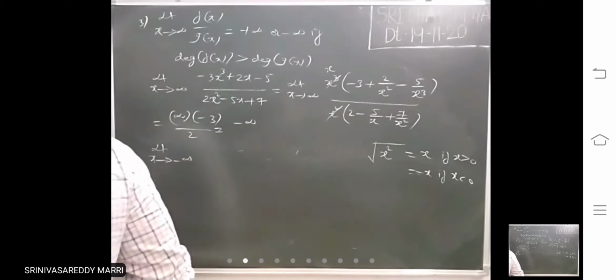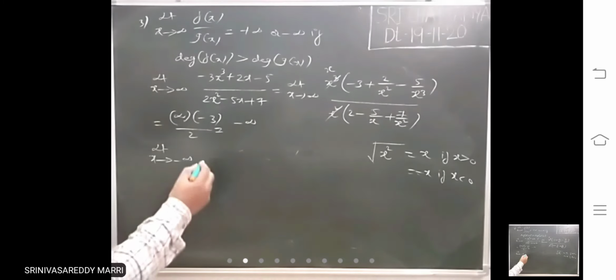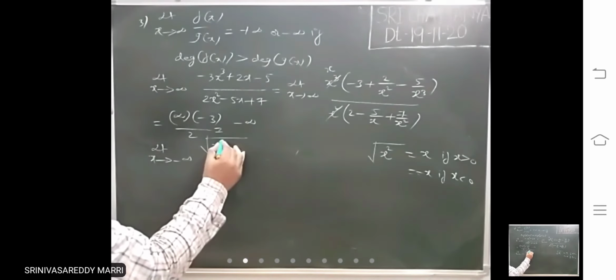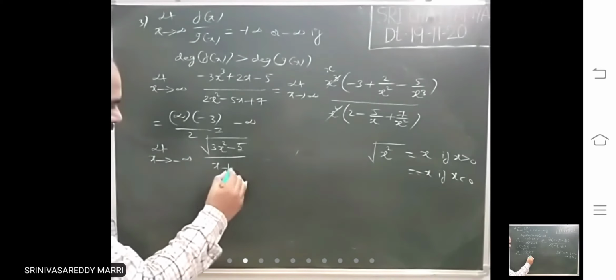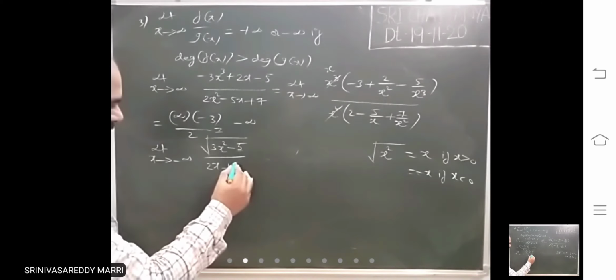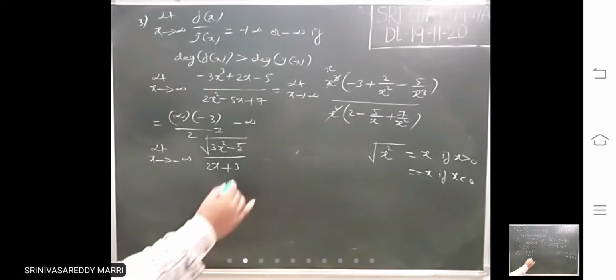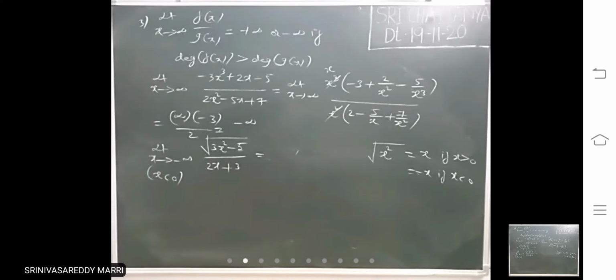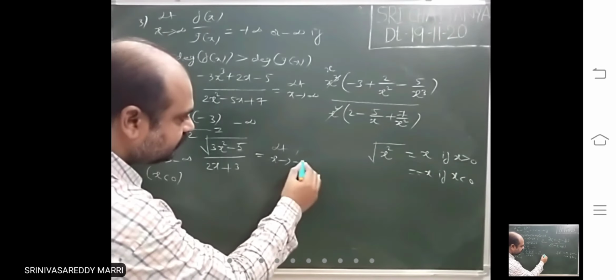Limit x extends to minus infinity, root of 3x square minus 5 divided by 2x plus 3. Suppose we take this one. Now here x tends to minus infinity means what? x is negative. Minus infinity means x is negative. So limit.